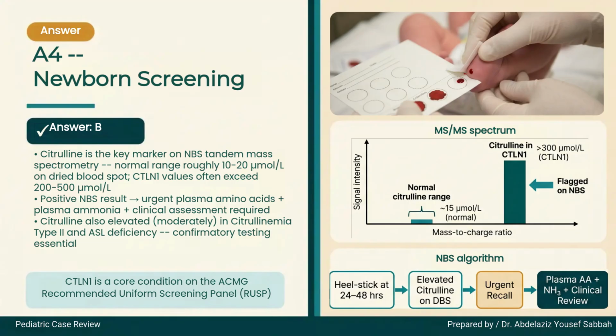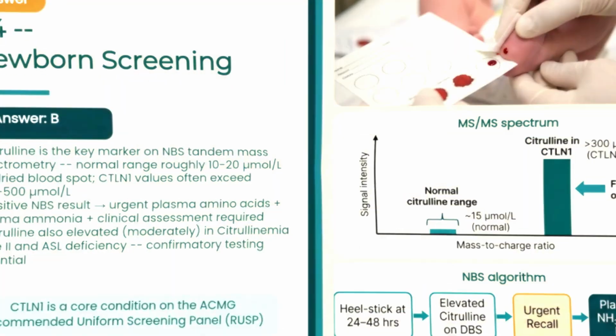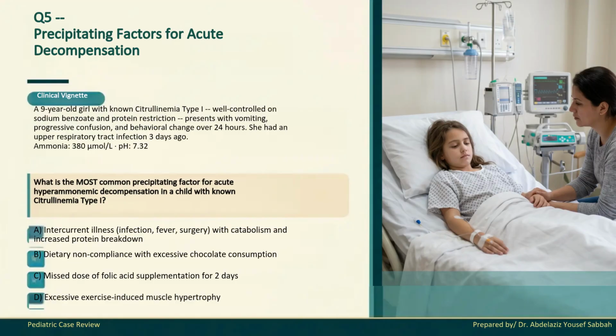Remember that citrulline is also moderately elevated in citrullinemia type 2 and in argininosuccinate lyase deficiency, so confirmatory testing is essential. Citrullinemia type 1 is a core condition on the American College of Medical Genetics recommended uniform screening panel.